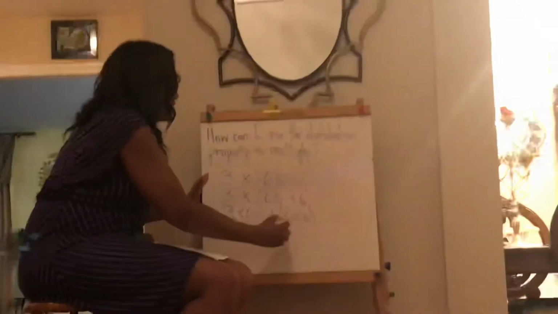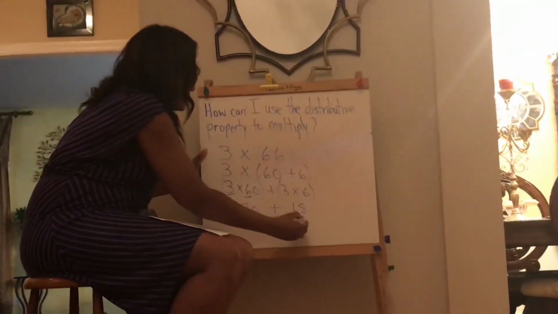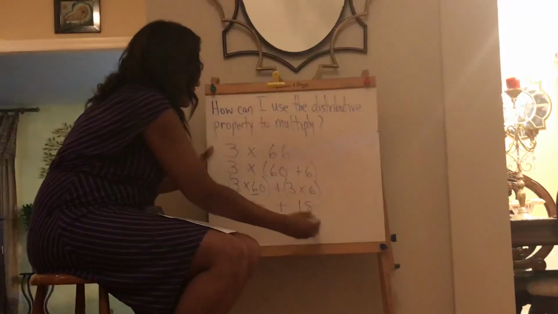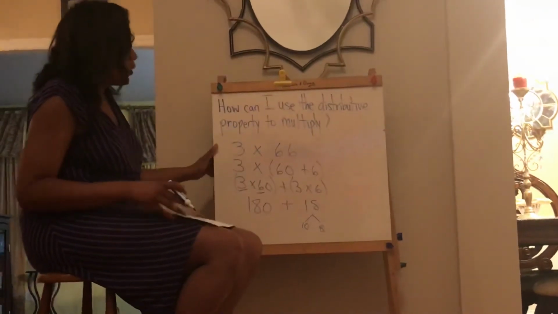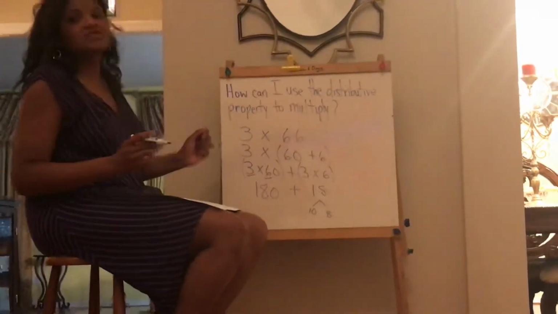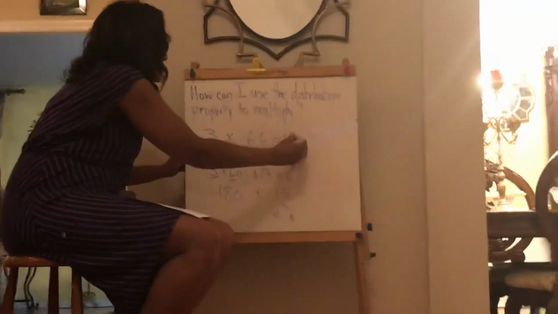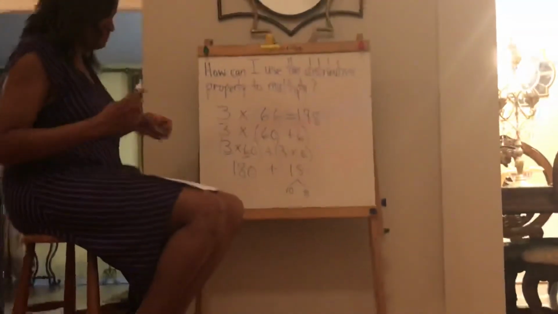And then we can do 3 times 6, which is 18 again. And that's a friendly number that you can add mentally. 180 plus 10 is 190, plus 8 is 198. So 3 times 66 is 198.